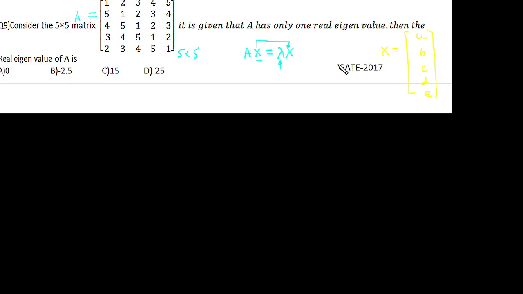Okay. So we have assumed this vector x, which is an eigenvector of this 5 cross 5 matrix A. Now let's multiply this vector with this matrix A. So let's write it here. First of all, let's write this matrix as it is.